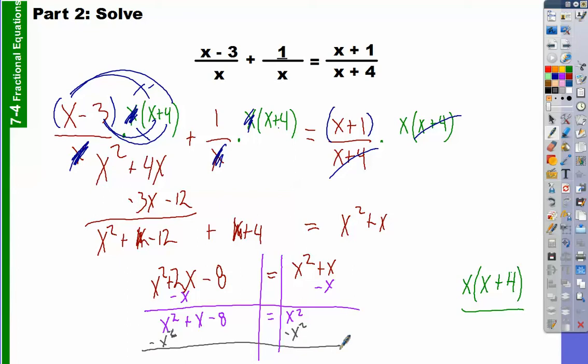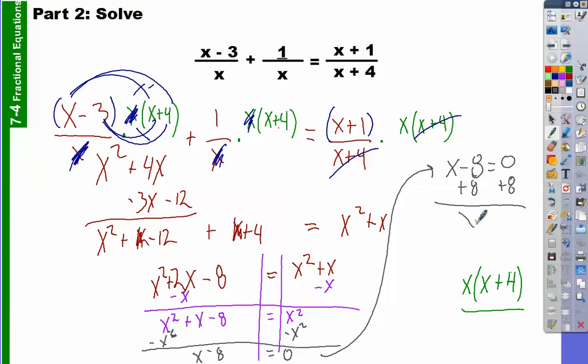So then, x squared minus x squared is 0. So I still have the x minus 8. And x squared minus x squared is 0. So now I'm going to move this up here. So I have x minus 8 is equal to 0. What am I going to do to both sides? Add 8. So x is equal to 8.